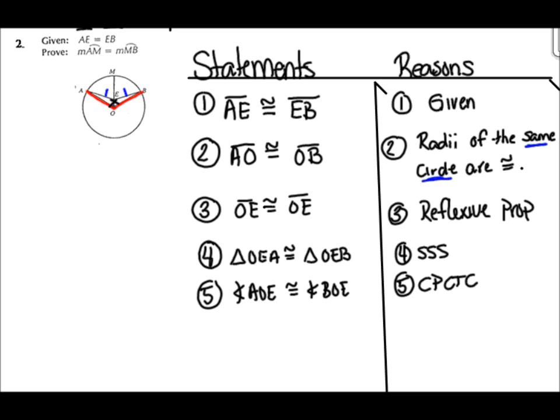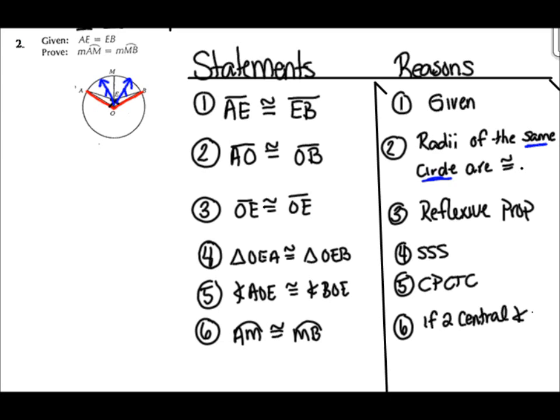And if those two angles are congruent, notice that those two angles are central angles. So both of those angles are central angles. That means the arcs across from those central angles will also be congruent. So now I can end my proof and say arc AM is congruent to arc MB. And here's the reason we can write. If two central angles are congruent, then the corresponding arcs are congruent.